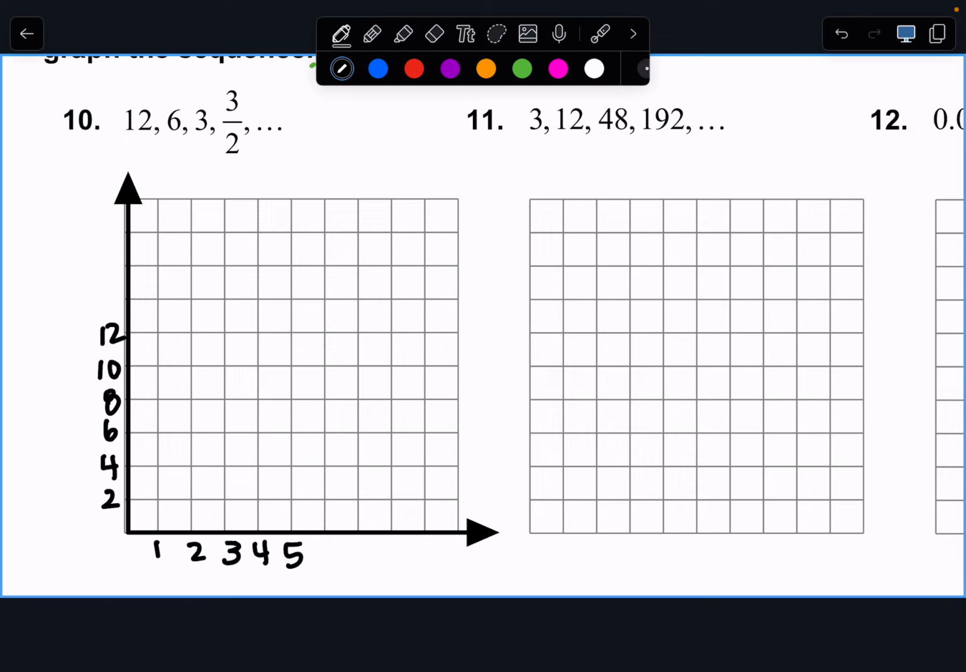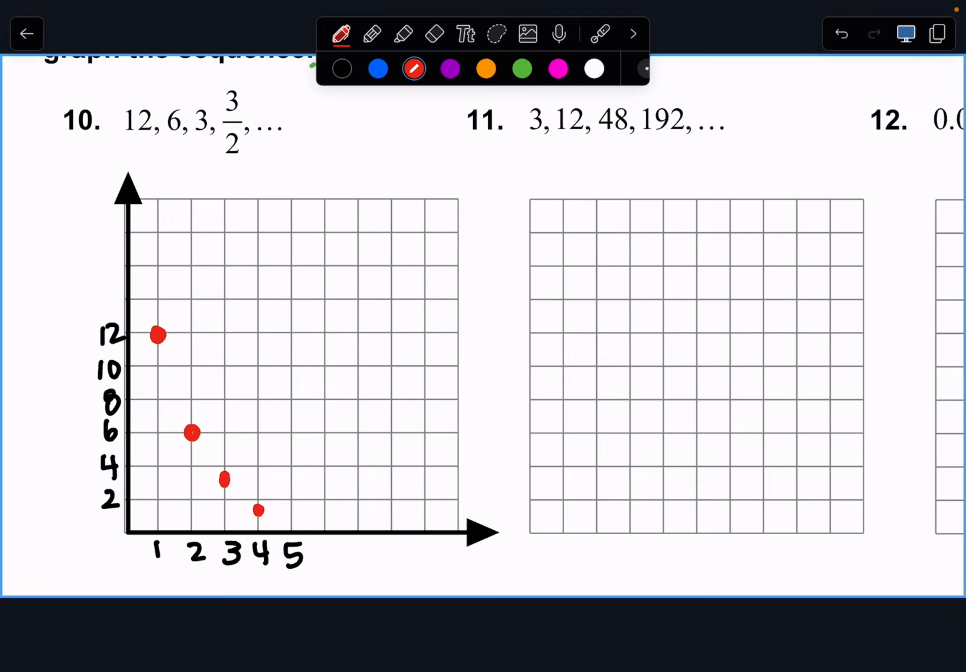So, the first term is 12. Do you agree? So, our first term is 12. We're just going to make a dot at 1, 12. Our second term is 6. Our third term is 3. Our fourth term is 3/2. Basically, the x-axis is just saying which number it is, the first, second, third, fourth, fifth, sixth, whatever. And then the y-axis is the actual number.